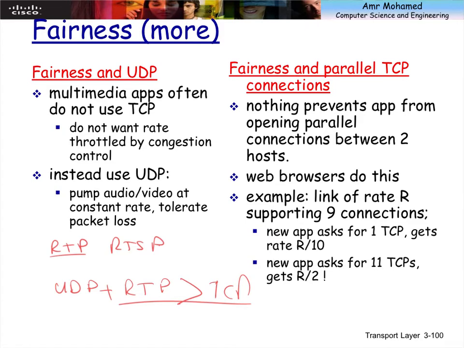Okay. So this is fairness for UDP. UDP is not fair, but if you want to make it a little bit fair, then you have to use another combined protocol like RTP, RTSP, or something like this. Okay. For TCP, TCP is fair, as we have proved to you, but per connection. If you have two connections on two separate hosts sharing a medium, they will have a fair share of this link.